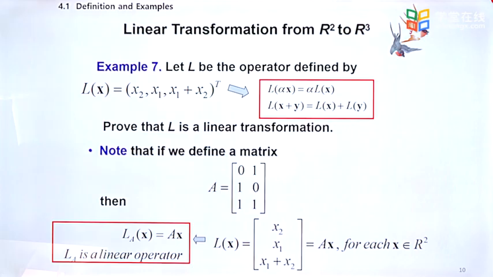And for this example, if we define a matrix A in this way, so A equals the first row 0, 1, second row 1, 0, third row 1, 1, we can show that L of x in fact can be written as A times x. So L of x is just (x2, x1, x1 plus x2) defined here, and you can find it just coincides with this matrix A times x for each x in R2.